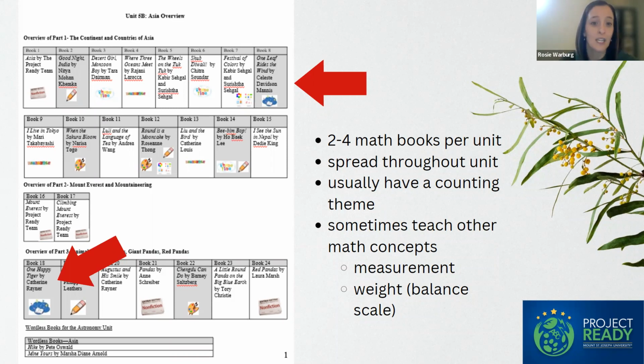So when you're looking at the overview, you just find that symbol, and that's a pretty clear indication, oh, this is a math book. I'm first going to introduce it in the whole group, and then I can take my small groups or take this book to my small math groups to use for instruction.